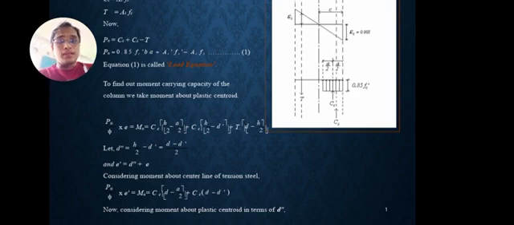Considering moment about the center of the tension steel, P_n times e_1 is equal to M_n, which is equal to C_c times (d minus a/2) plus C_s times (d minus d'). Now, considering moment about the plastic centroid in terms of d_2.